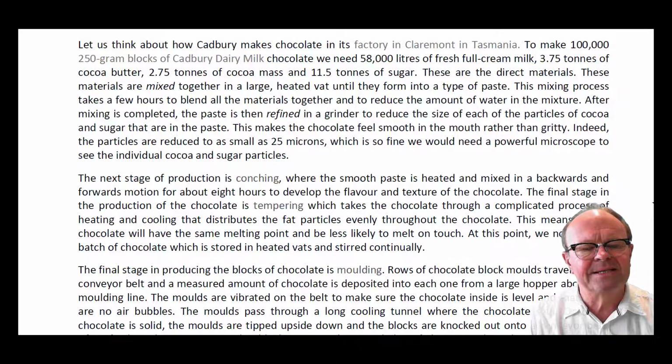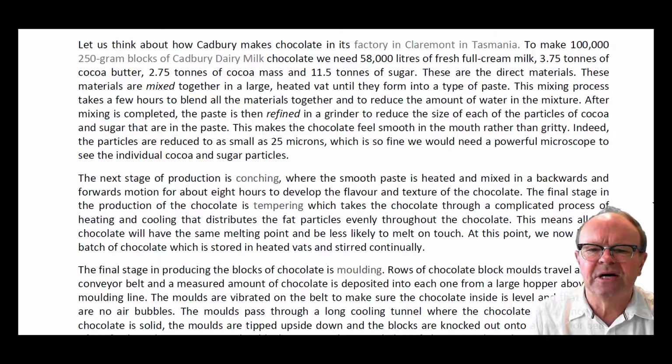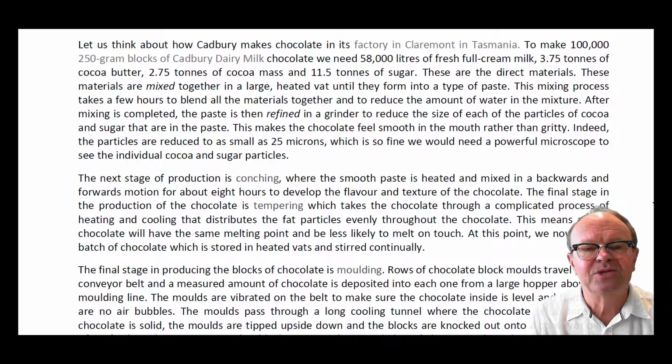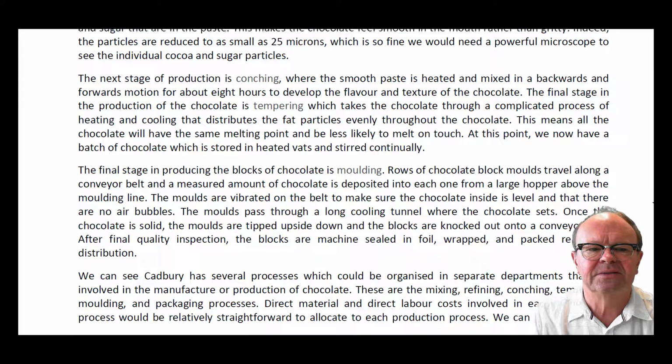These materials are mixed together in a large heated vat until they form into a type of paste. This mixing process takes a few hours to blend all the materials together and to reduce the amount of water in the mixture. After mixing is completed, the paste is then refined in a grinder to reduce the size of each of the particles of cocoa and sugar that are in the paste. This makes the chocolate feel smooth in the mouth rather than gritty. Indeed, the particles are reduced to as small as 25 microns, which is so fine we would need a powerful microscope to see the individual cocoa and sugar particles.